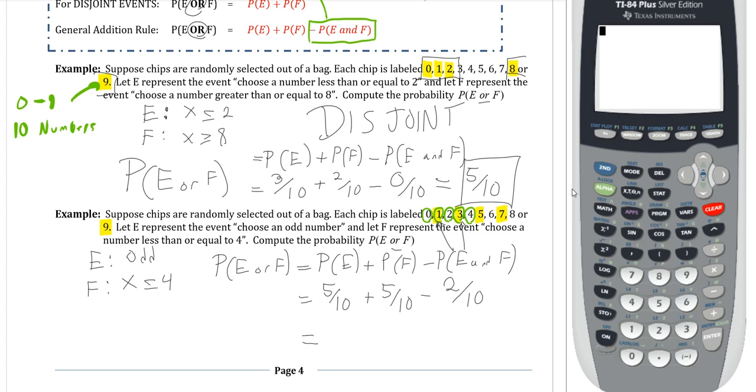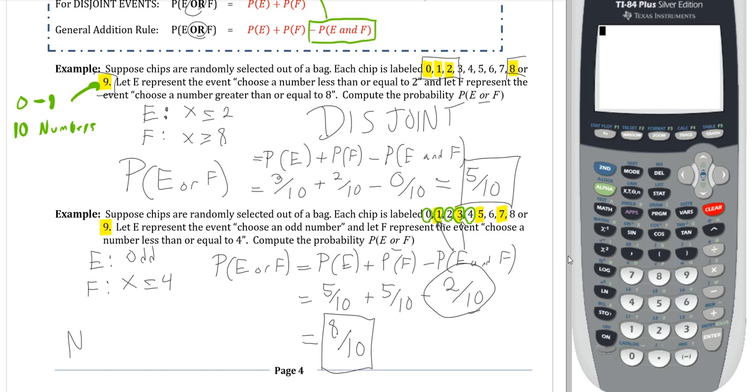Overall, that means we have 8/10. And that would be my answer there. Remember that for both of these, you can also represent them as decimals if you want to instead. I just recommend not simplifying your fractions. Since there were some outcomes in common here, that means that these were not disjoint, by the way.